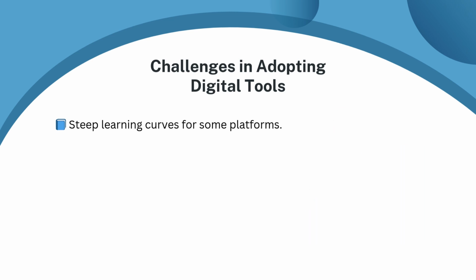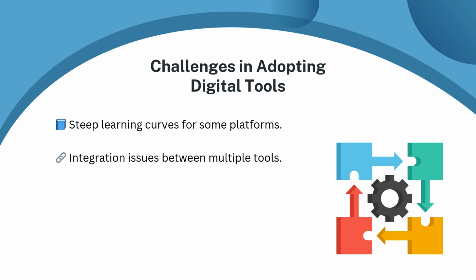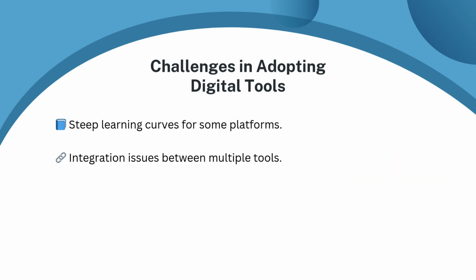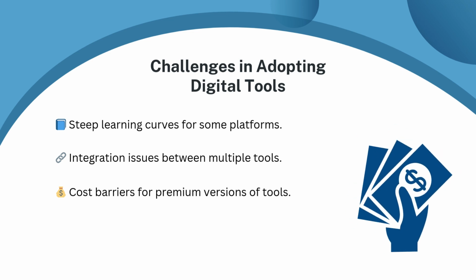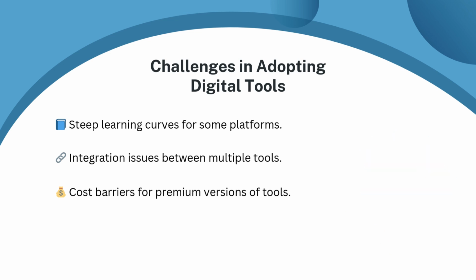Then there's the challenge of integration. Imagine you're using multiple tools for literature management, data extraction, and bias assessment. If these tools don't talk to each other, you might find yourself wasting time trying to transfer data manually. And yes, cost can be a barrier. Premium versions of tools like Distiller SR or Atlas.ti might not fit into every organization's budget. But here's the thing. Once you master these tools, the long-term benefits far outweigh the initial hurdles.